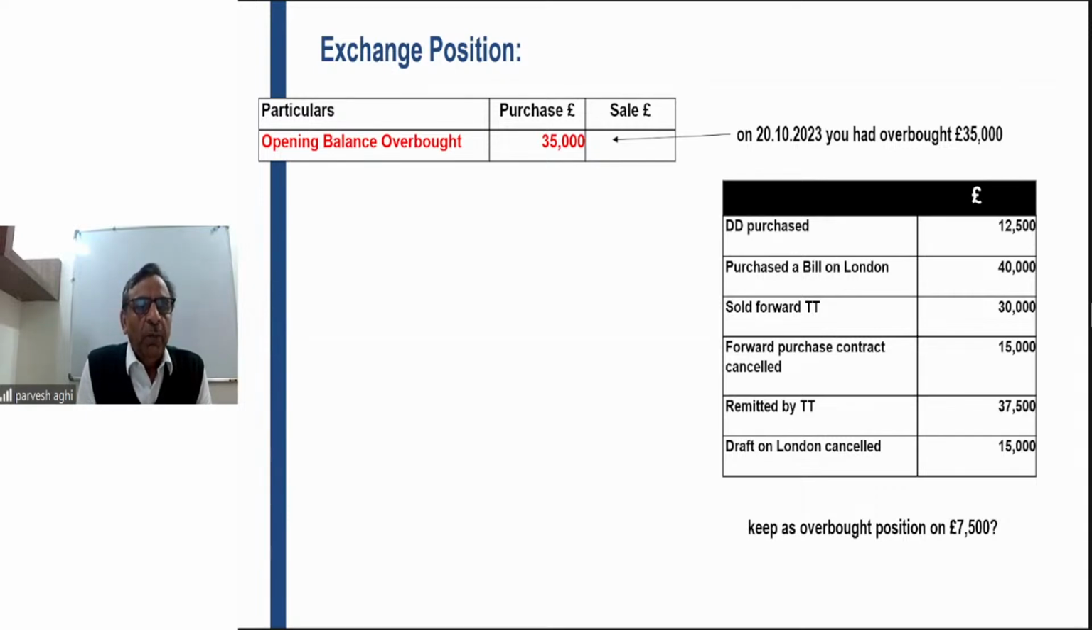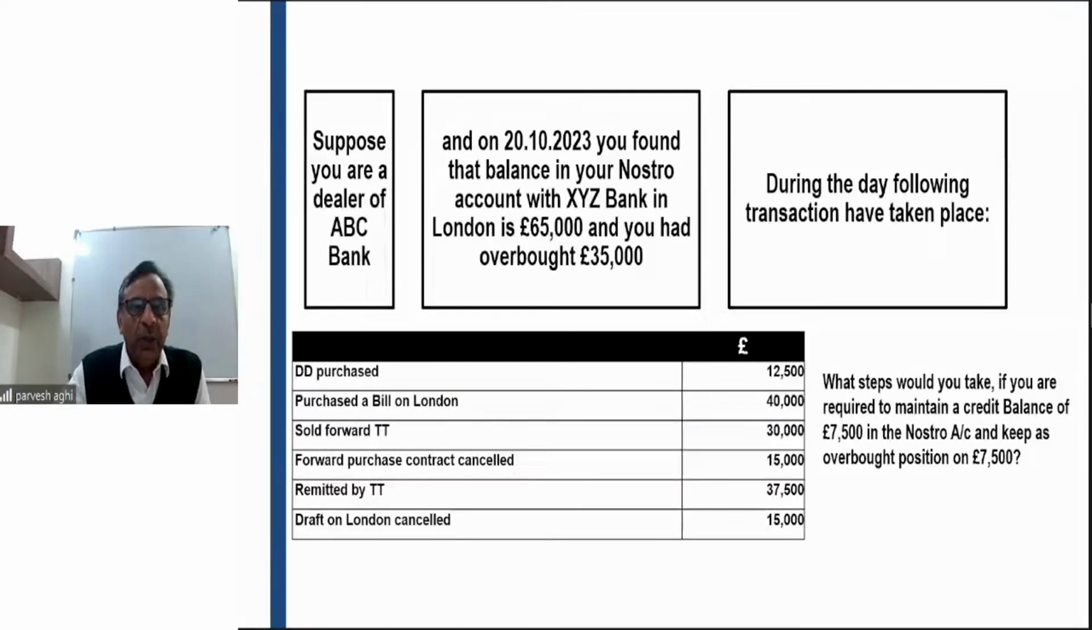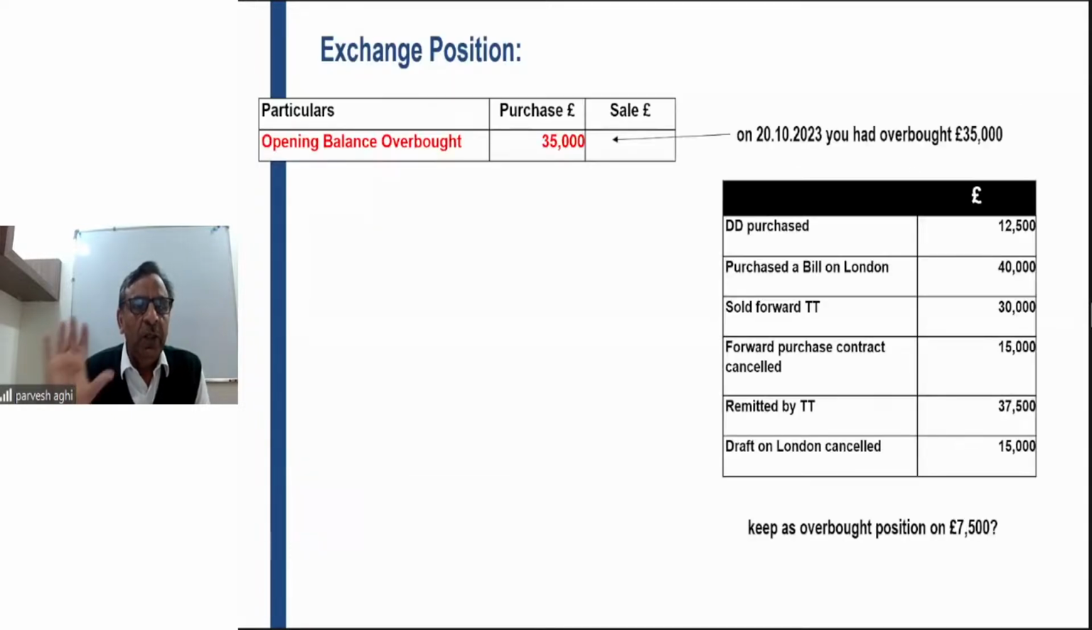So opening position is 35,000 overbought. If you just go here, you see that you have a position of overbought of 35,000. In the second box it is written, just focus, that you had an overbought. So that means first we are writing purchase of pounds, then sale of pounds. So you have purchased, so you have more pounds with you. You have purchased pounds, and you have an overbought situation through some transaction which happened in the past. This is the opening balance. Okay. So on 20th, 2023, you had an overbought position of this amount.